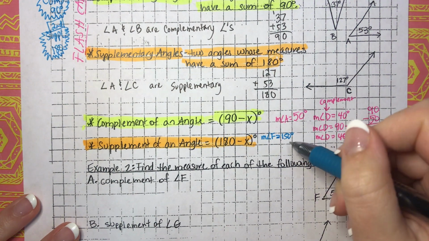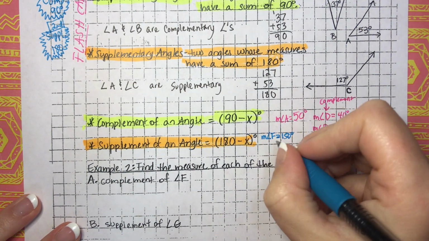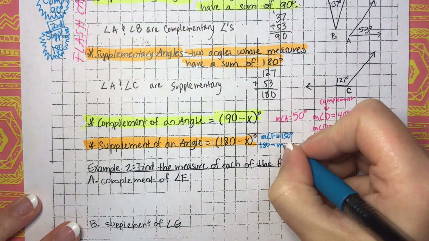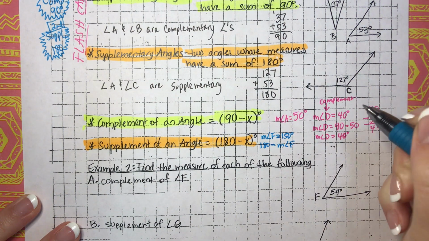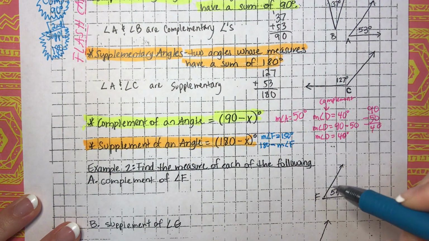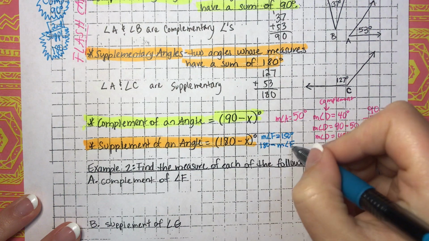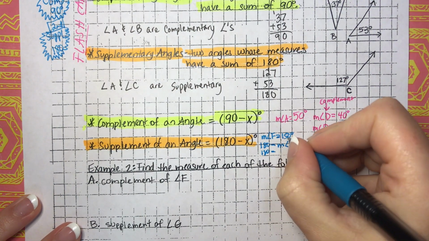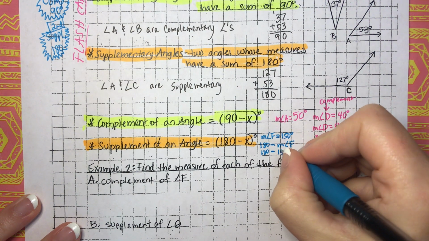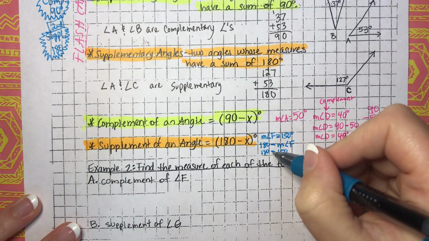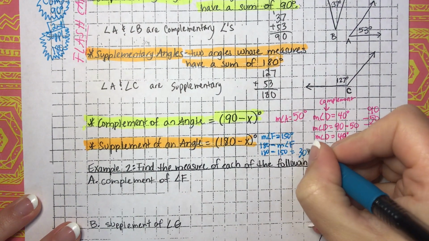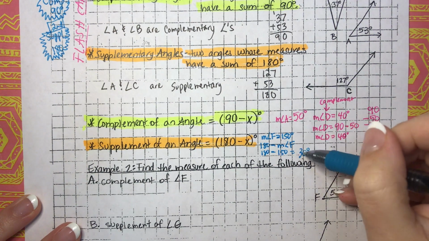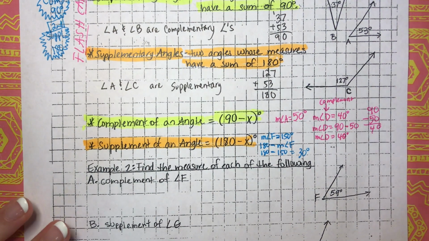The supplement of angle F is going to be 180 degrees minus the measure of angle F. That's going to be the supplement of angle F. This is angle F, this is the supplement. So if I go 180 and then I substitute in 150 for what the measure of angle F is, I end up with 180 minus 150, which is equal to 30 degrees. 30 degrees is the supplement of 150. Okay, so those would be supplementary angles.